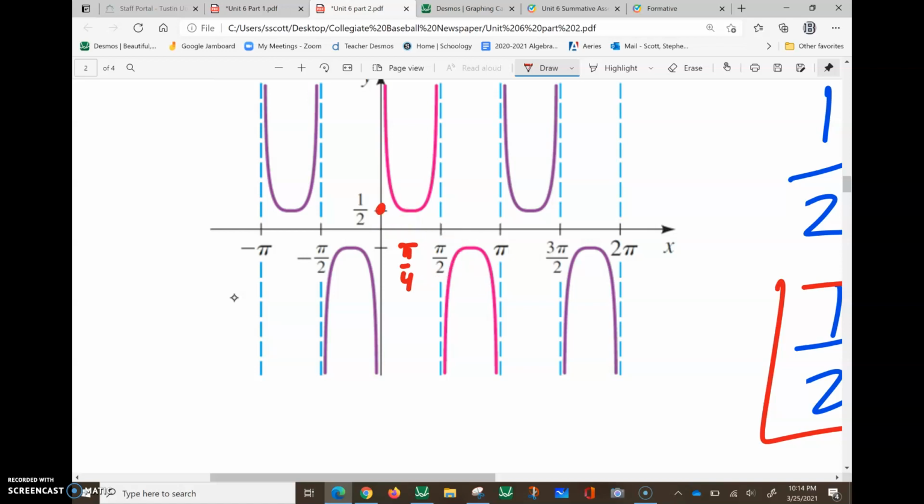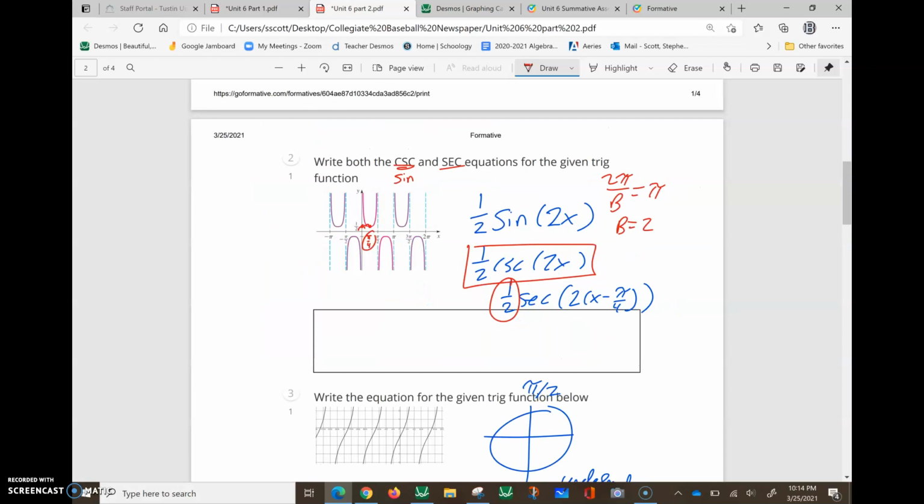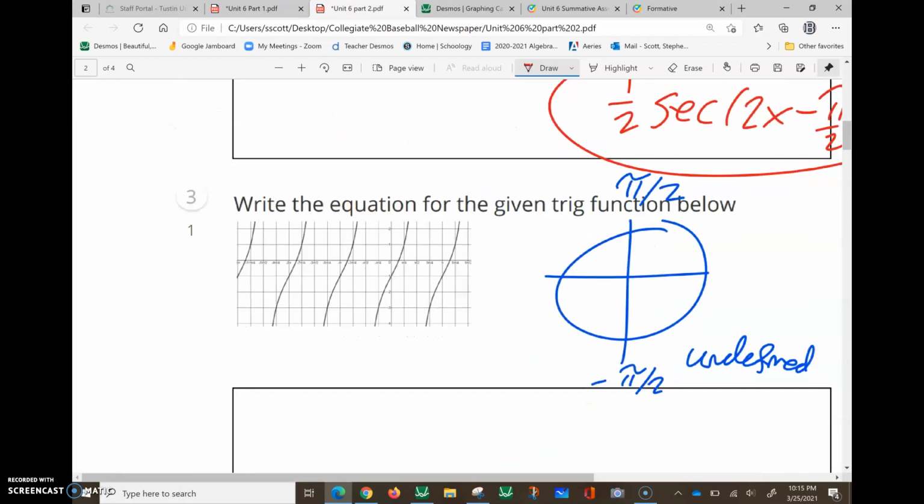So remember, secant is cosine, and cosine starts at its maximum and goes down. So therefore, to get that maximum right here to be right there, I have to shift it right pi fourths. So your equation here, if I were to zoom out, would be 1/2 secant of 2 parentheses x minus pi fourths. If you did distribute the 2 through, this would be secant of 2x minus pi halves. And there is your secant equation. Okay, moving on to the third one.